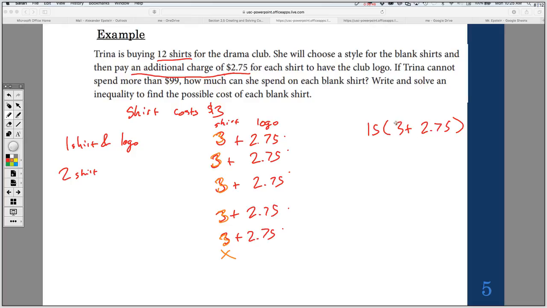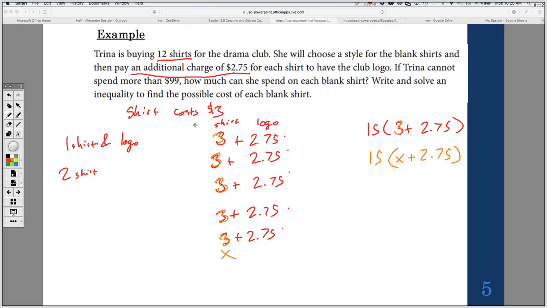Now, could you have come up with this equation? Well, actually expression. We haven't made it an equation yet, or an equality. Could you have come up with this without changing your unknown to an actual price? Isn't it nice to have training wheels? Right? This makes it so much easier because I can actually imagine, okay, I go to the store, I have a $3 shirt, $2.75, and I'm just doing addition.